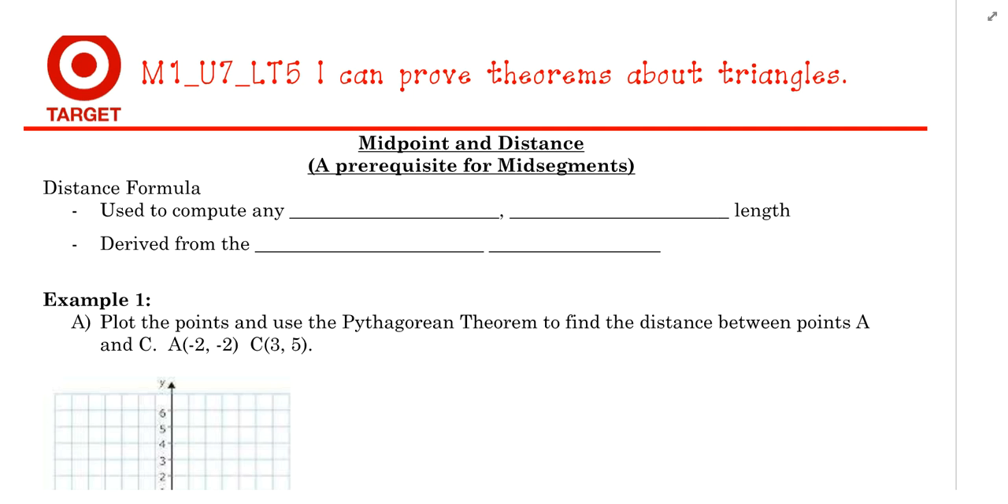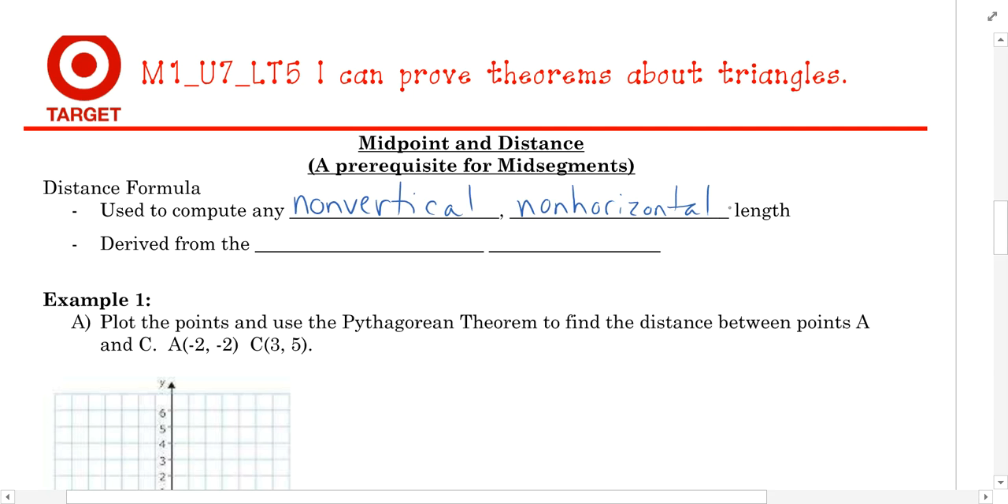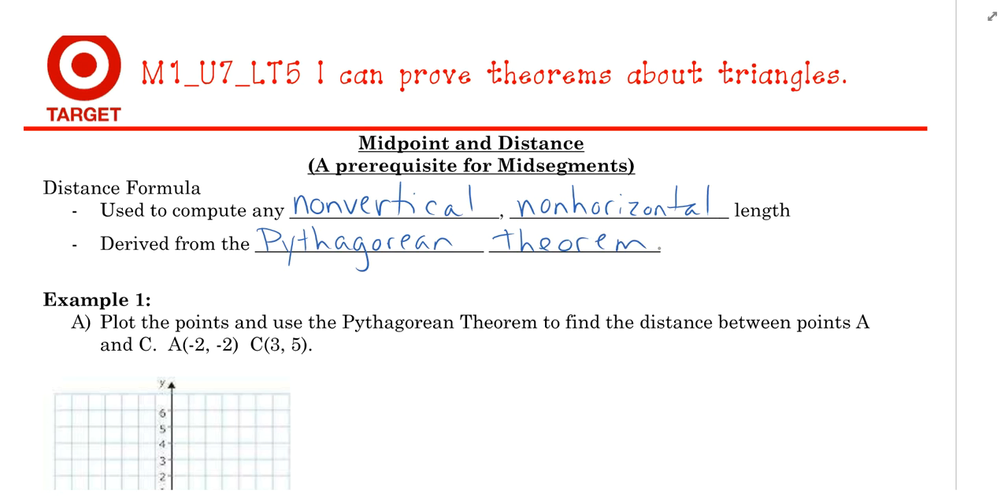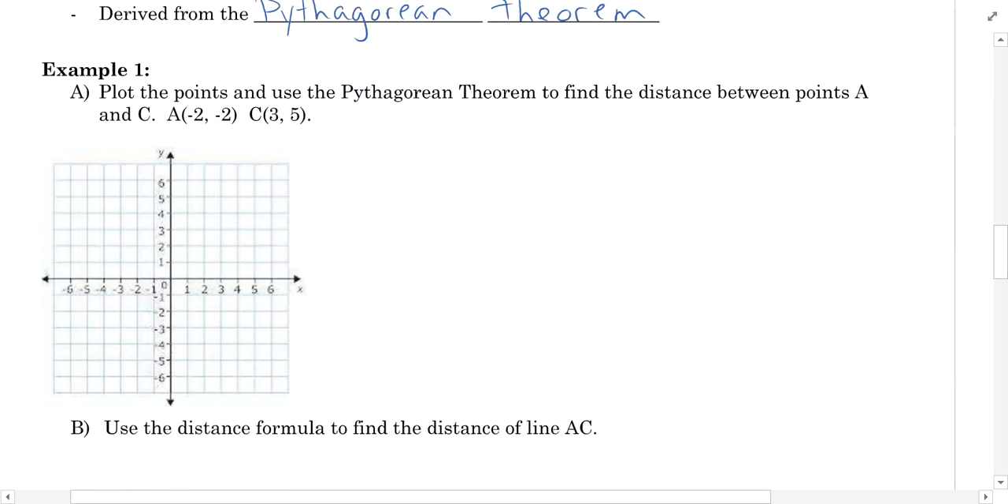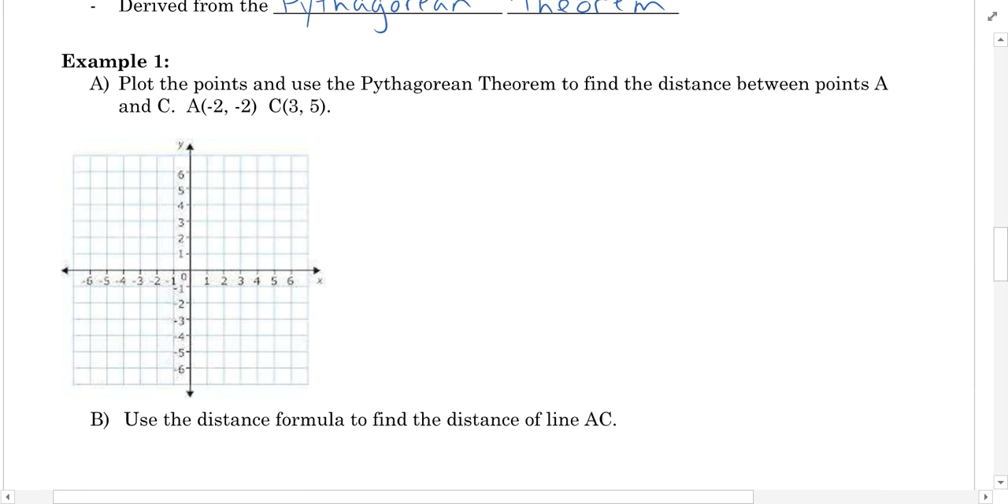So the distance formula is used to compute any non-vertical, non-horizontal length. So basically any diagonal length between 2 points. And it is derived from the Pythagorean theorem. So if you think back to your 8th grade summer class, where we learned about the Pythagorean theorem, this is a derivative of that.